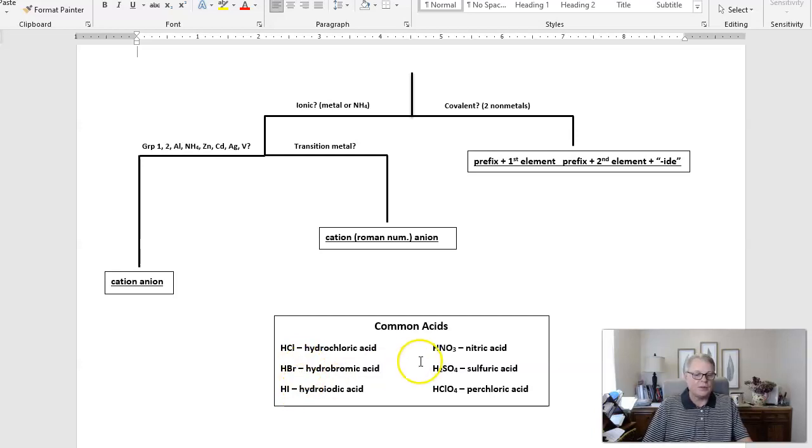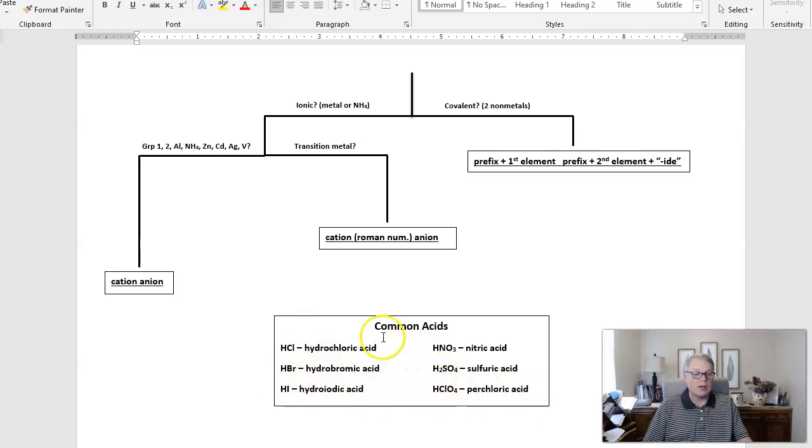All right. The other three you need to know are hydrogen with a nitrate polyatomic ion, HNO3, that's nitric acid. See, no hydro. H2SO4, which we talked about earlier, that's sulfuric acid. All right, HClO4, a ClO4 minus is a perchlorate polyatomic ion. So if it's an ate, remember we use ic. This is a perchlorate, so this is perchloric acid, and that's HClO4. HCl, HBr, HI, HNO3, H2SO4, HClO4.